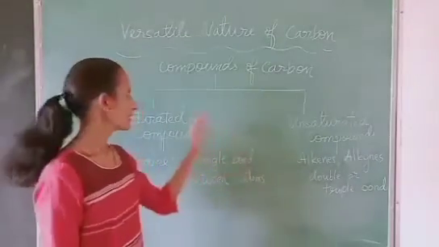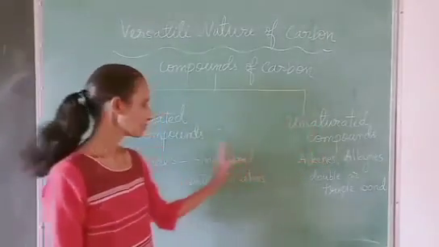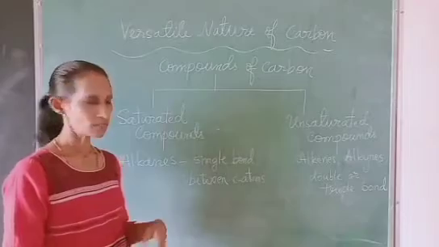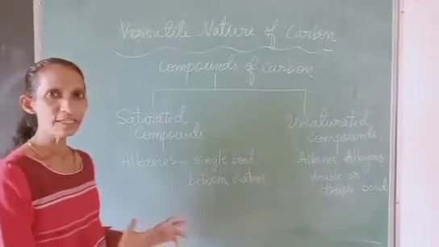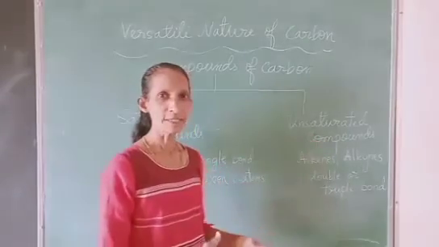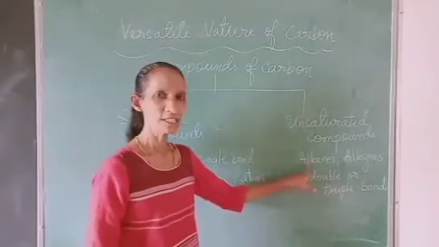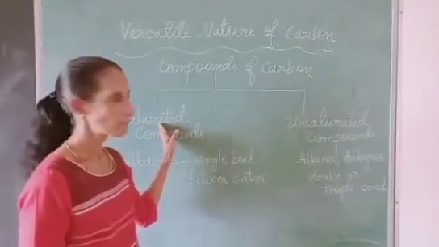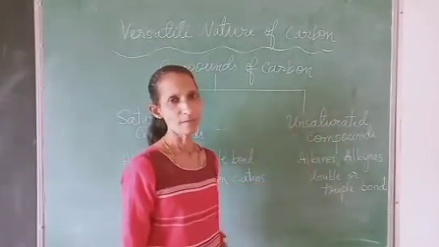Compounds of carbon are classified as saturated compounds and unsaturated compounds. Saturated compounds are the compounds with single bond between the carbon atoms. They are called alkanes. Alkanes are the carbon compounds. They contain single bond between their carbon atoms. Unsaturated compounds contain double or triple bond between their carbon atoms. They are alkenes and alkynes. Remember, alkanes are saturated compounds of carbon. Alkenes and alkynes are unsaturated compounds of carbon.